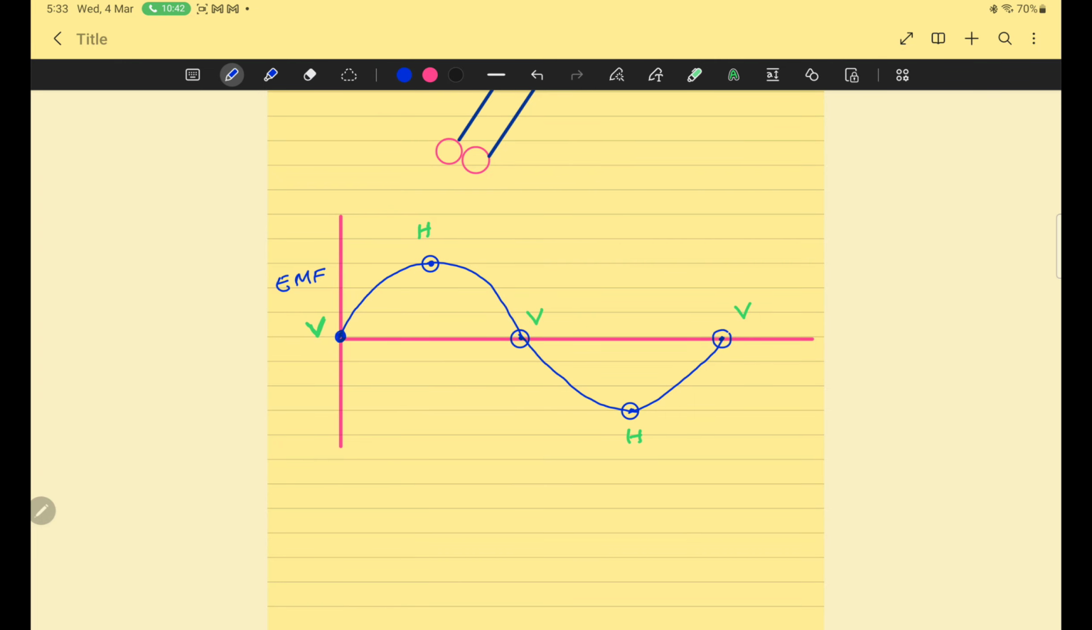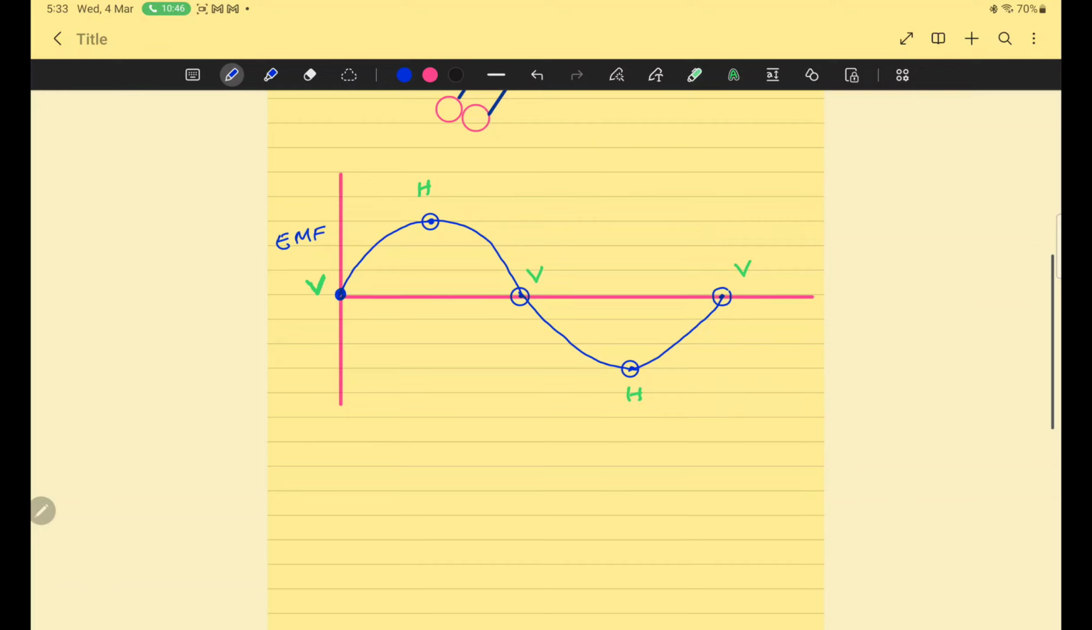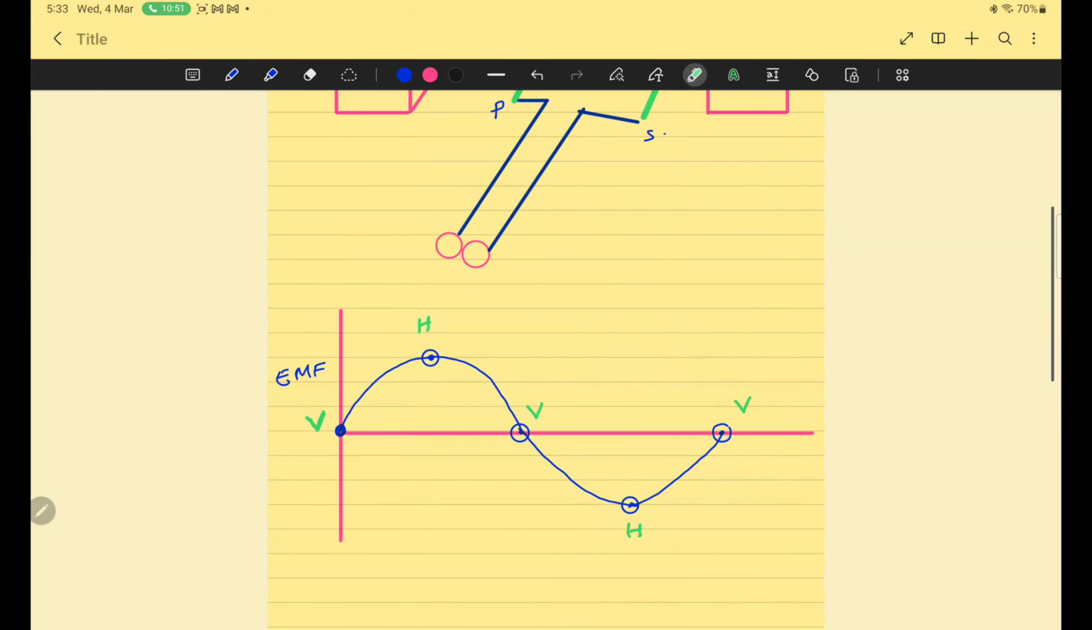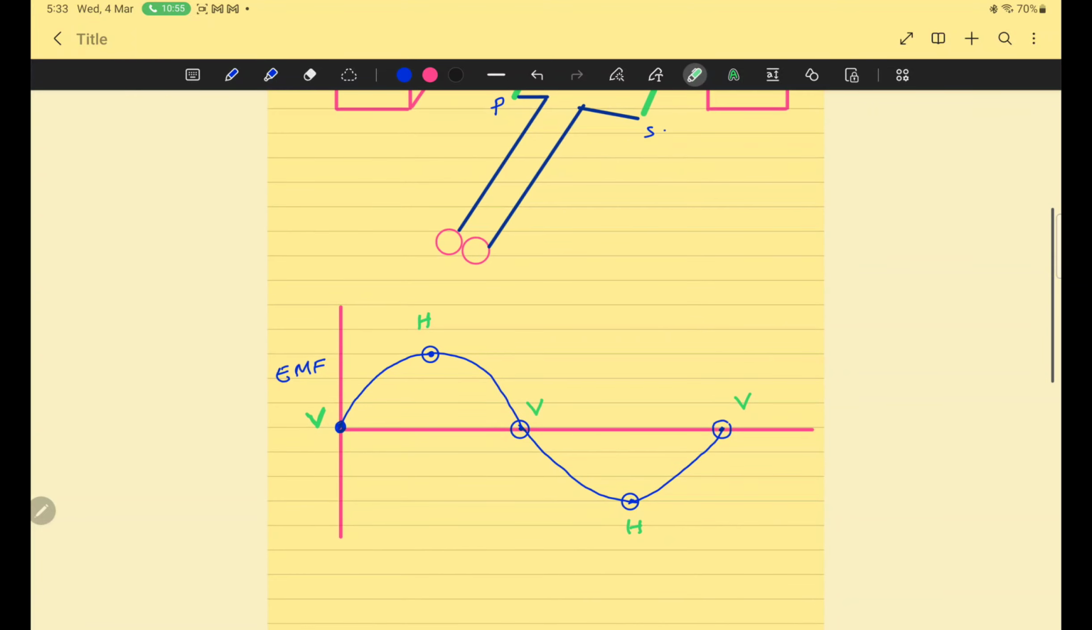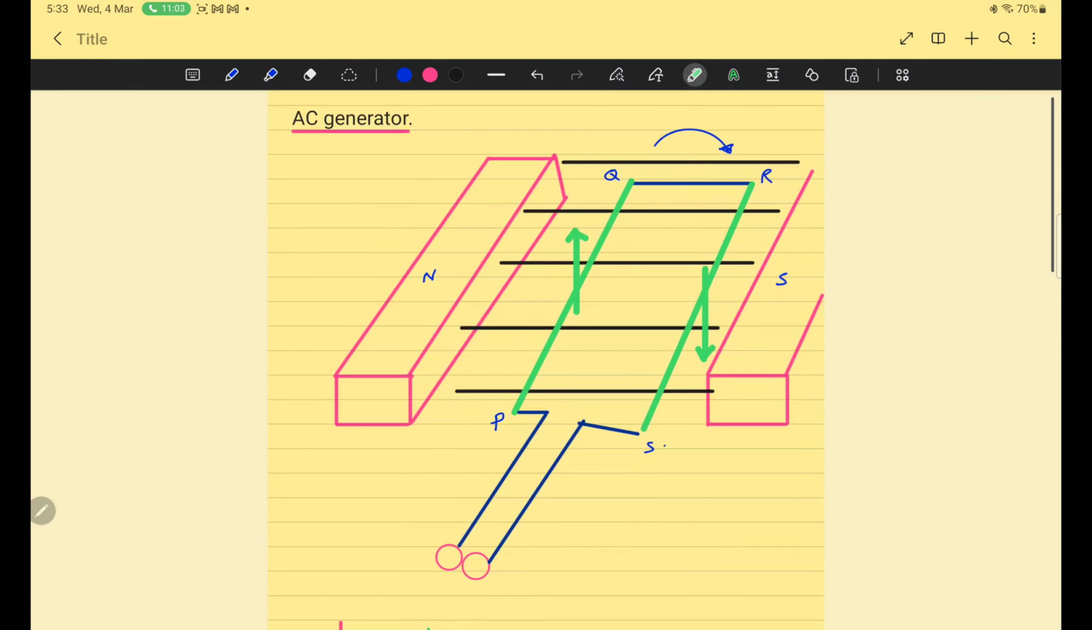When you start solving questions, you will see most of the questions will ask where the coil is horizontal, where the coil is vertical. So remember, if the magnets are placed on a horizontal table, then when the coil is vertical, EMF is zero. When the coil is horizontal, EMF is maximum. So it is a very important thing which I have explained.